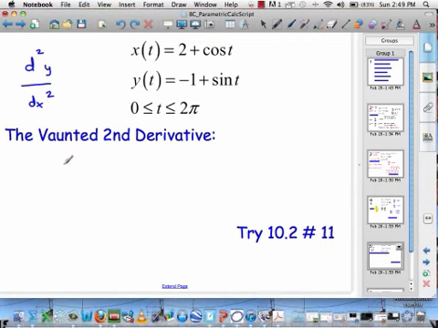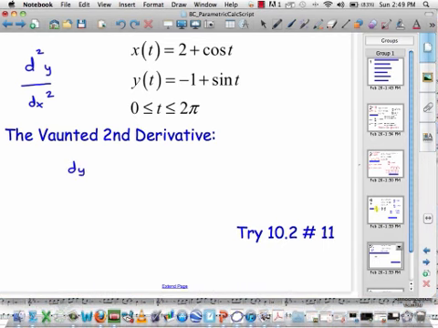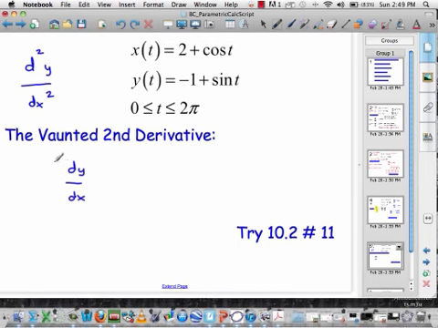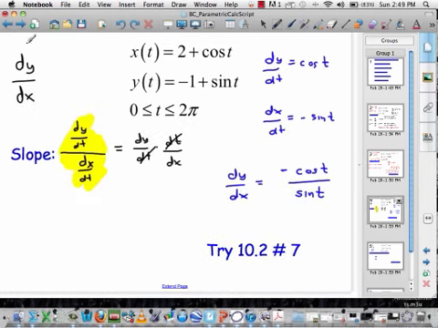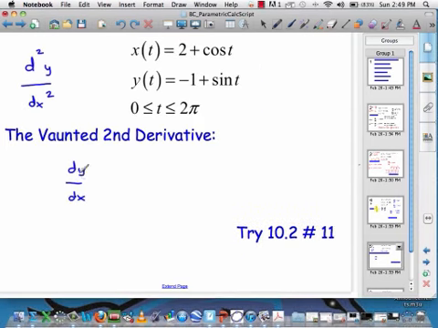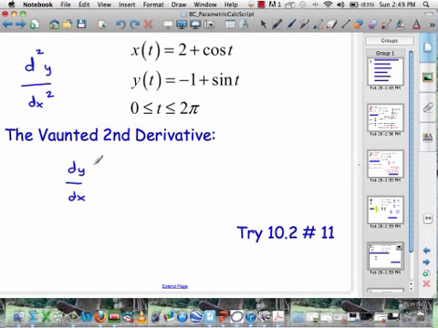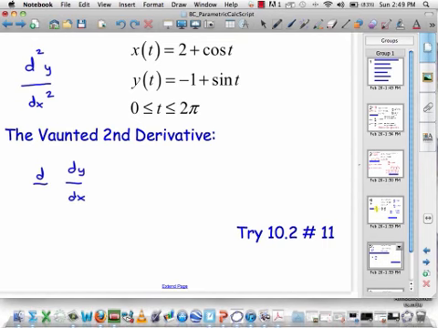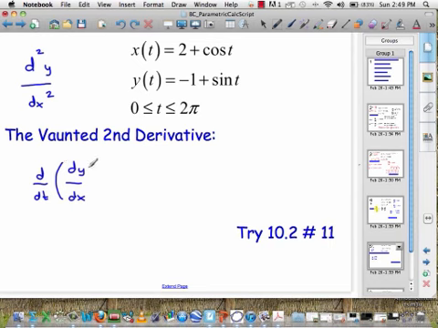Now, we know how to calculate dy dx. That was the last slide. Remember, let's go back and take a look. dy dx was a function of t, so it's not a function of x. So it's not as simple as just taking the derivative of this with respect to x. Well, you can't because it's a function of t. So what you can do here is take the derivative of that with respect to t. That you can do. Now, what would that give us?